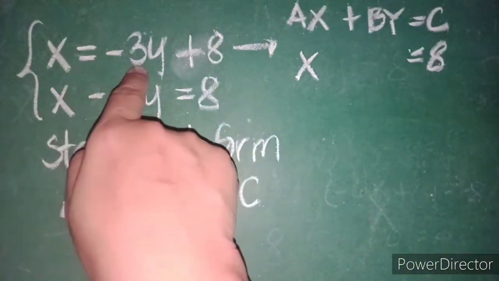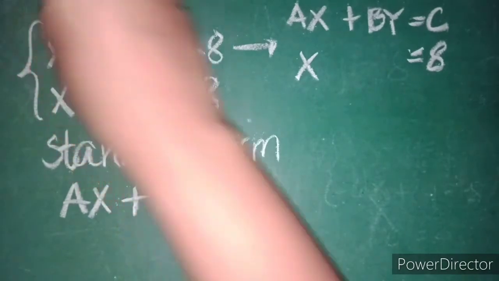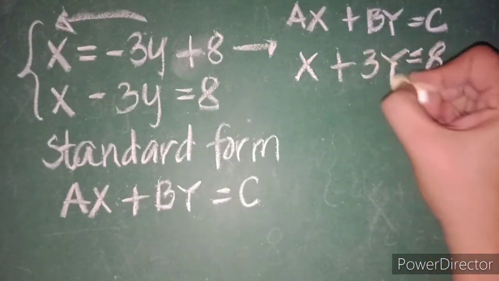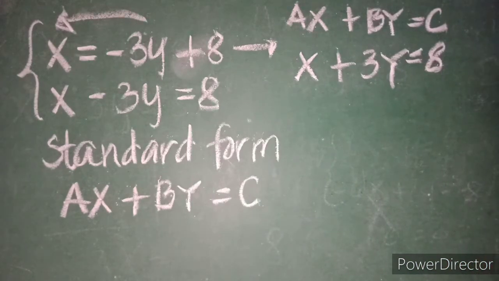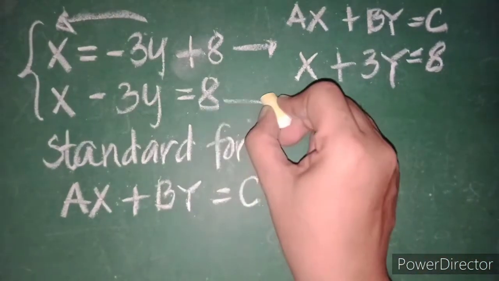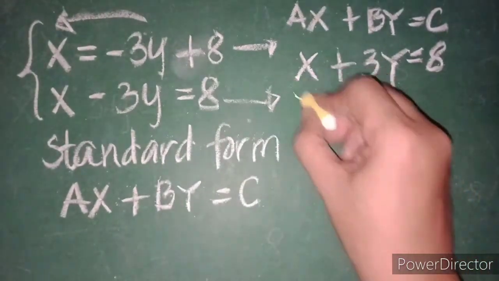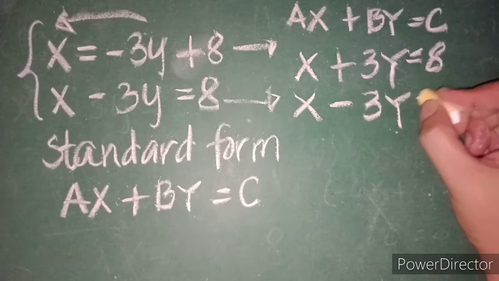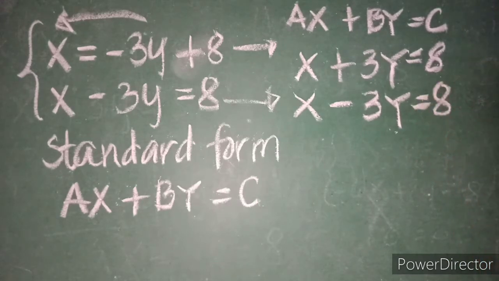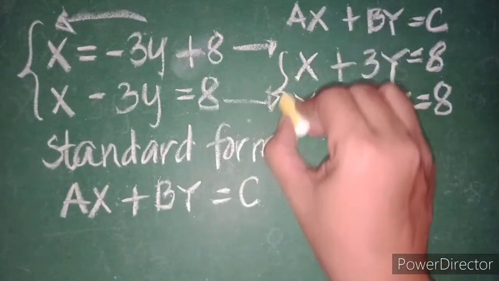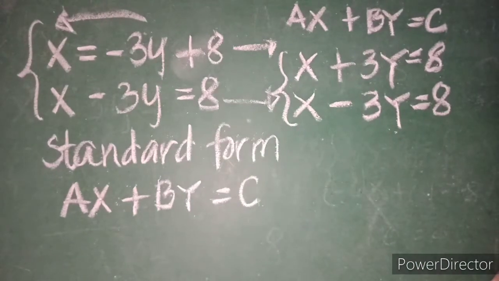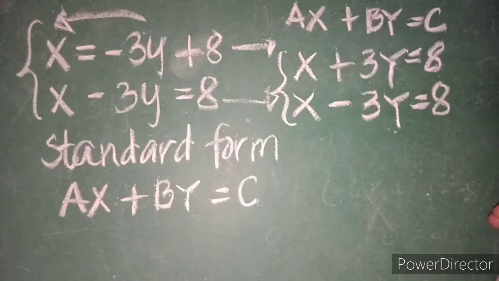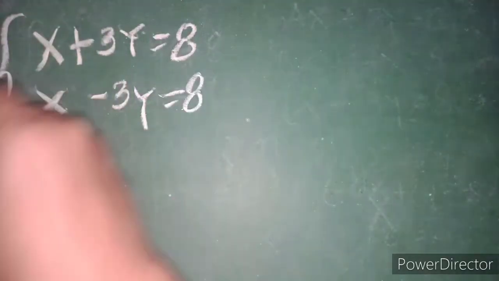Okay, rewrite muna natin yung x. And then yung negative 3y, lipat natin sa left side. So, negative 3y magiging positive 3y. Okay, so naging standard form na: x plus 3y equals 8. And then, since yung pangalawang equation natin ay naka-standard na, ikakopy na lang natin. So, x minus 3y equals 8. Again, para ma-solve natin yung system of linear equations in two variables, kailangan naka-standard form ang mga equation.